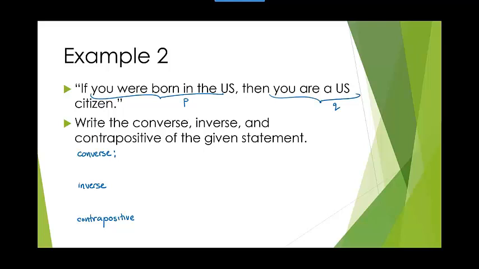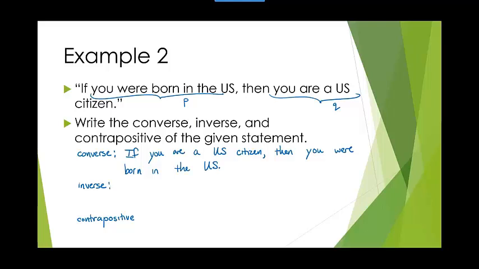So there's our P and Q. For the converse, you switch the order. We're going to put the US citizen part first. So if you are a US citizen, then you were born in the US. We're going to talk about the truth values of these statements in a little bit, but first, let's just figure out these sentences.